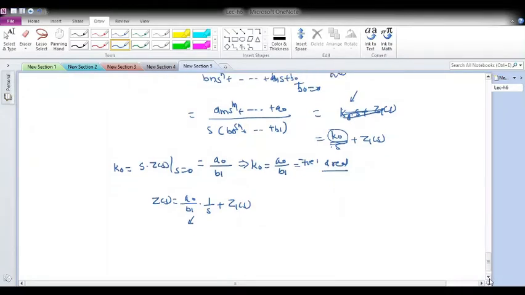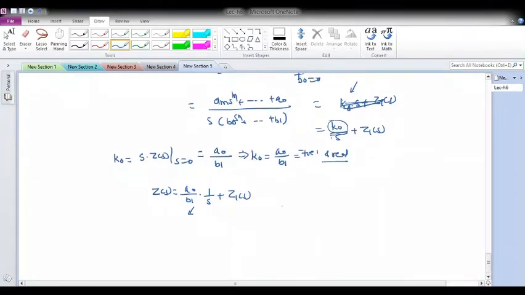Okay, now what next? Once we have done this, I have to check whether z1 of s is PR or not, because I have removed the pole at origin. So is z1 of s PR? Yeah, that we have to check.